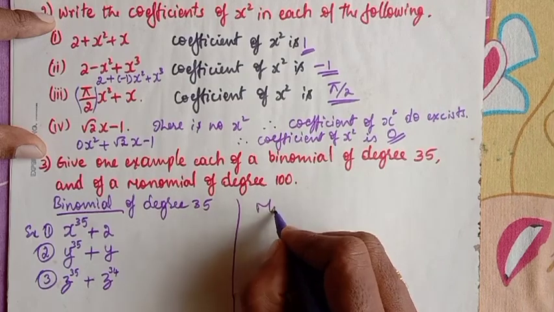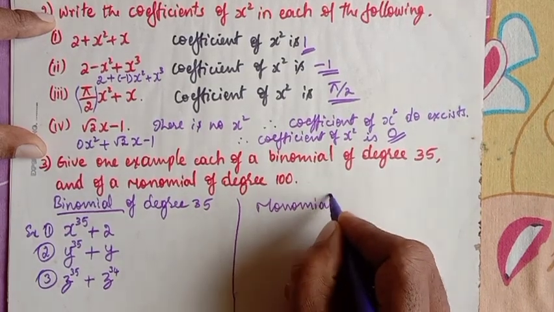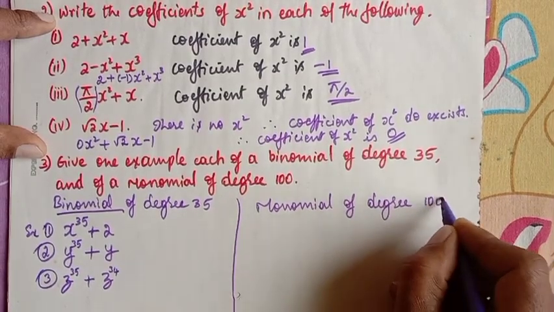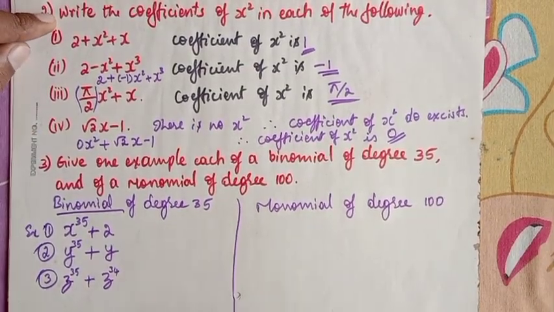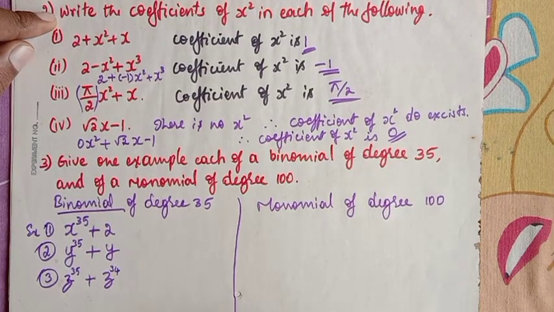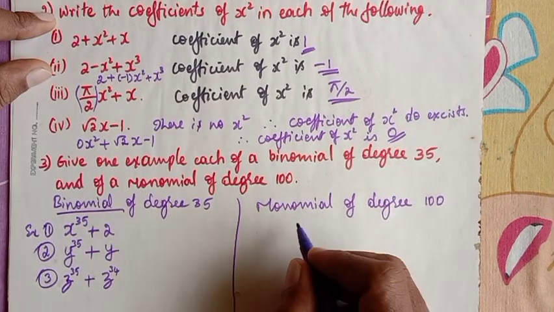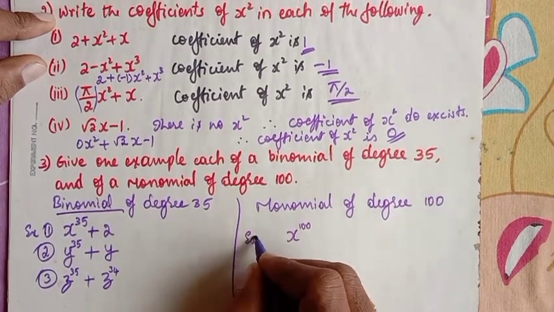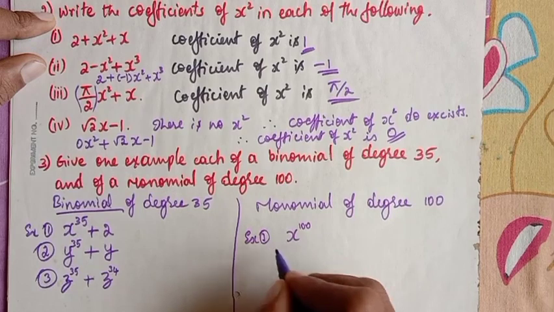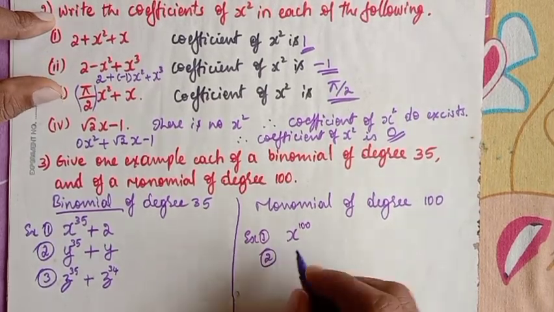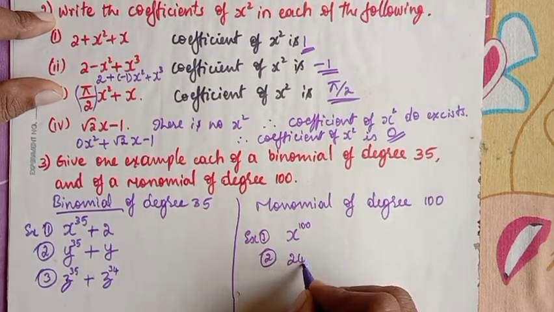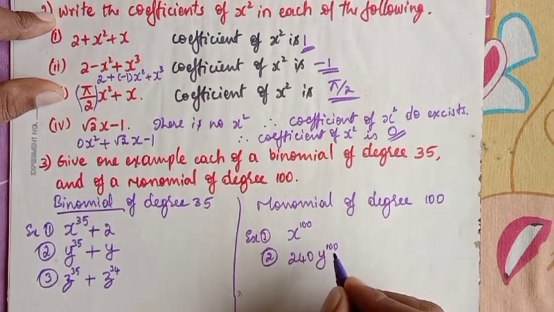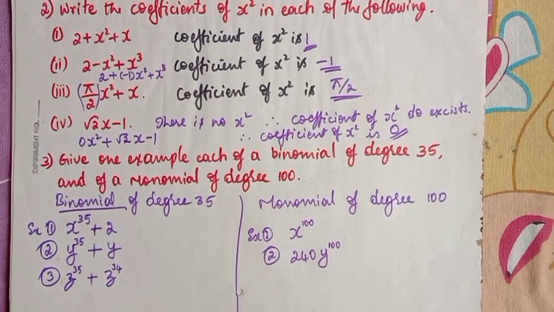Now let us consider a monomial of degree 100. Monomial means it should have only one term. That means x to the power of 100. This is a simple example. Let us make it some more complex. The second example can be written as 240 x y to the power of 100. Other than this exponent 100, you can't get anything else.